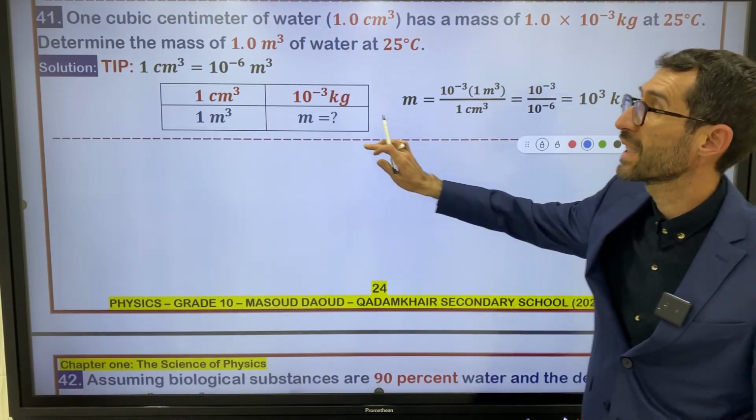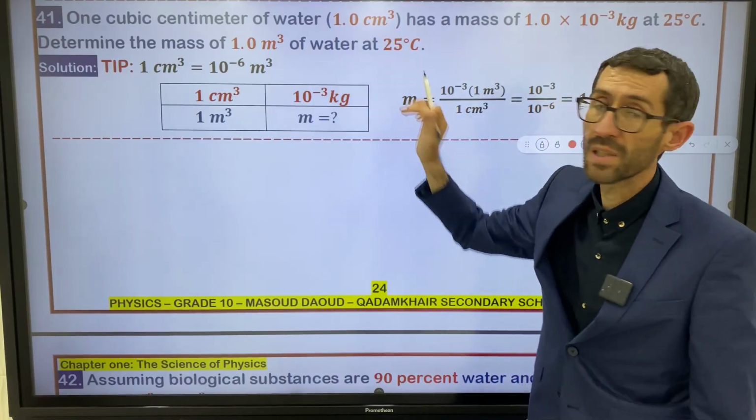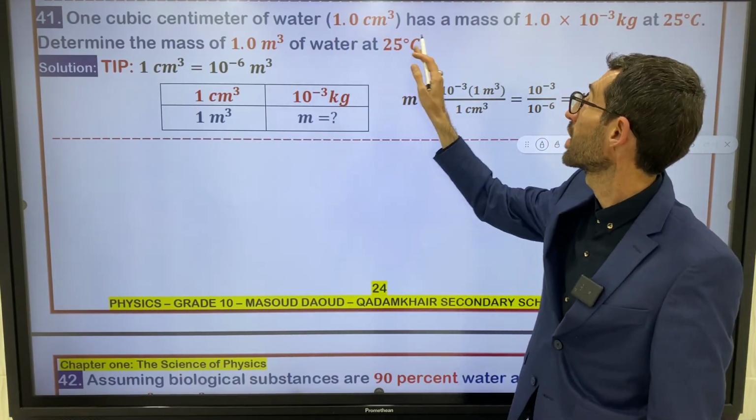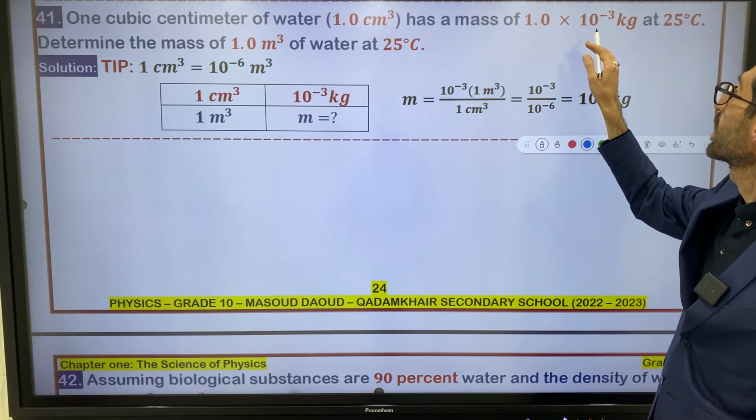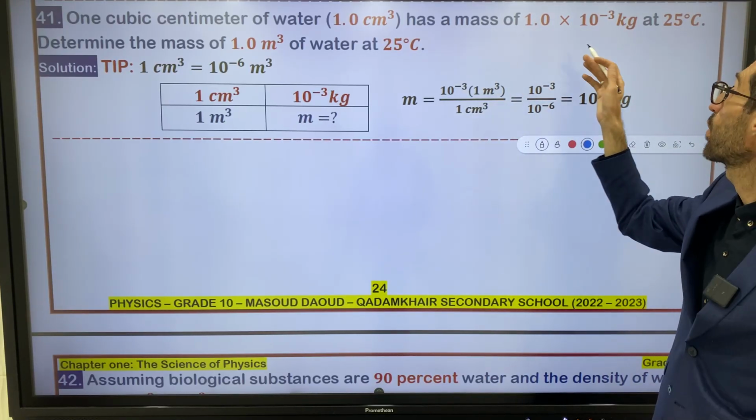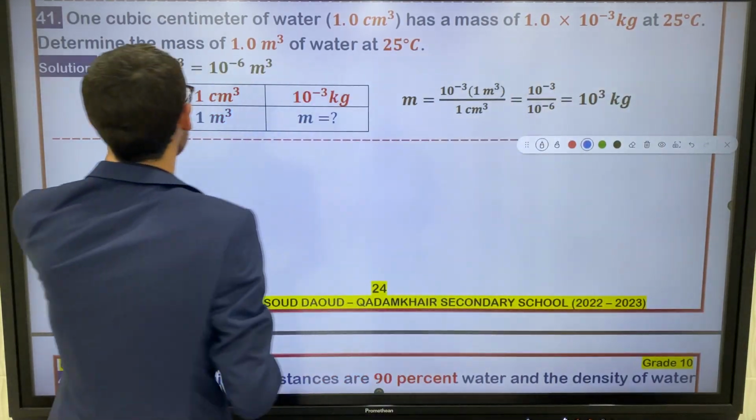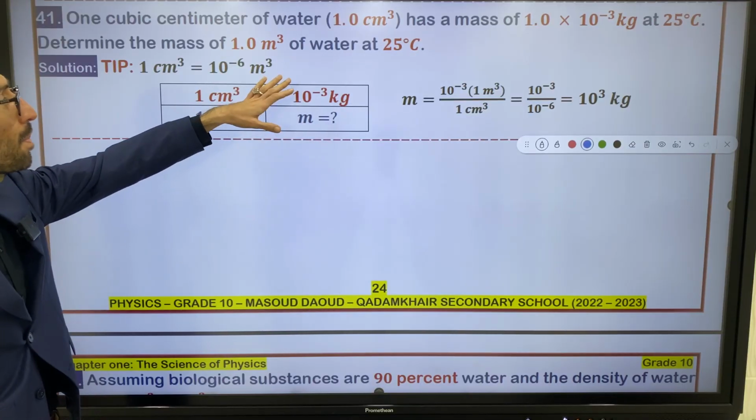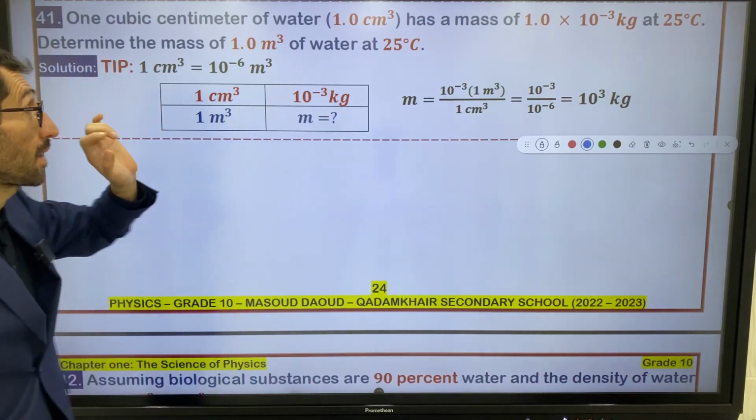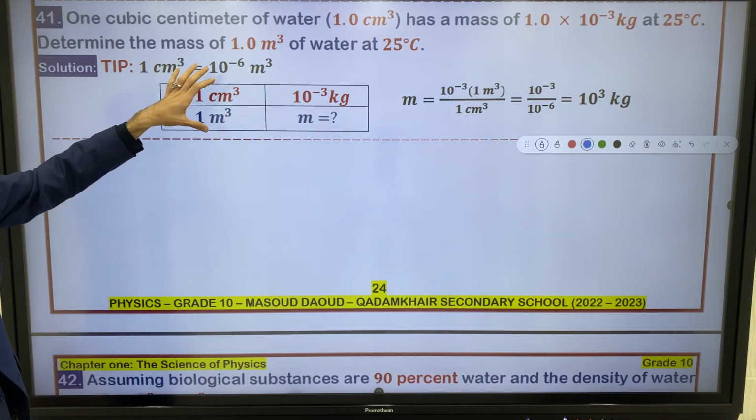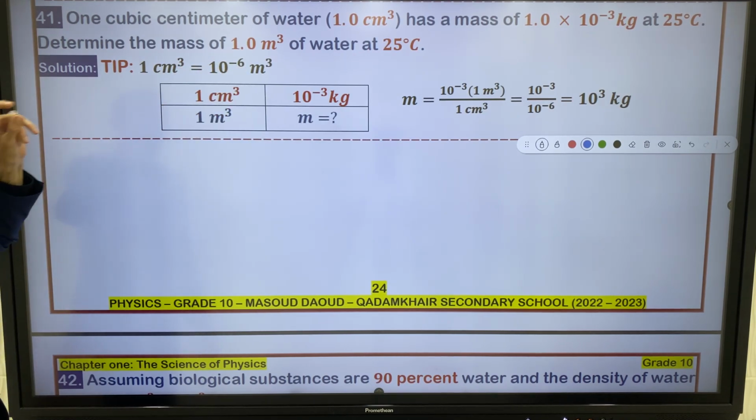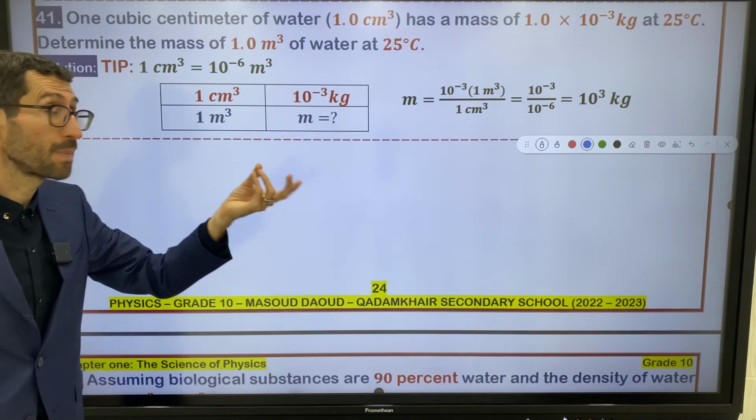Question 41. 1 cubic centimeter of water has a mass of 1 times 10 to the power negative 3 kilogram at 25 Celsius. Determine the mass of 1 cubic meter of water at 25 Celsius. We want to find the mass of 1 cubic meter. How do we find it?